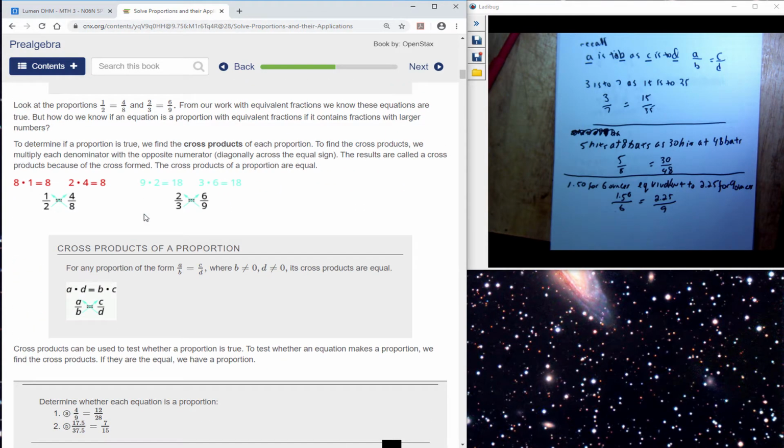If the two ratios or rates are proportional, then the cross products will be equal. You can see up there at the top, 1/2. The cross products are equal, so they're proportional. Here you have 2/3. If the cross products are equal, then they're proportional.